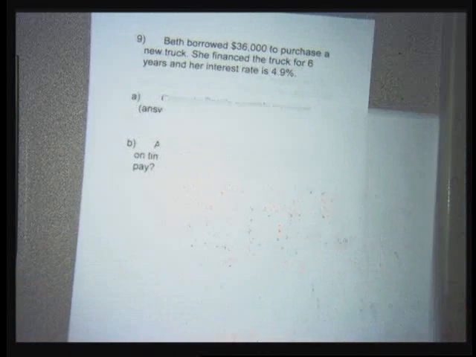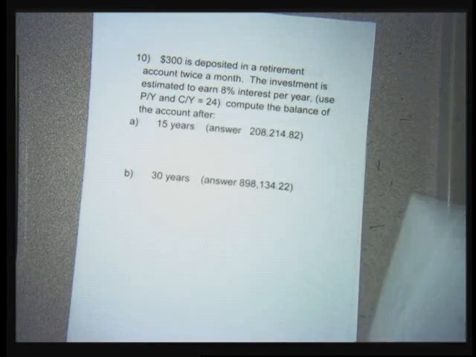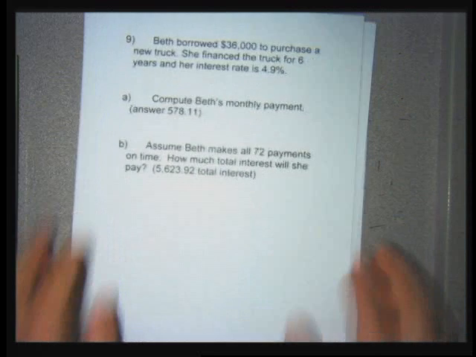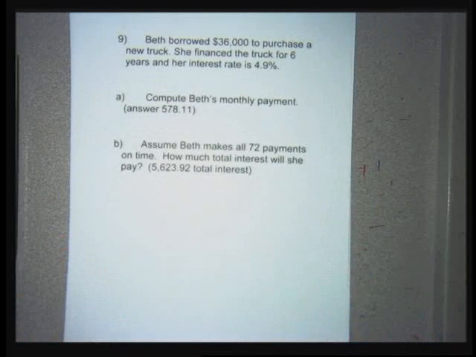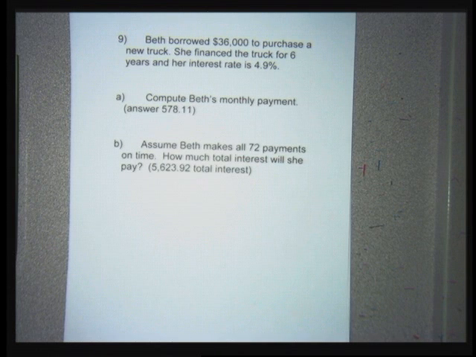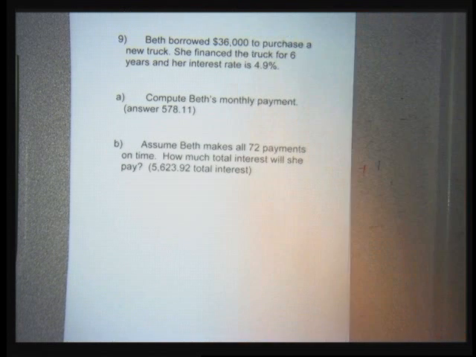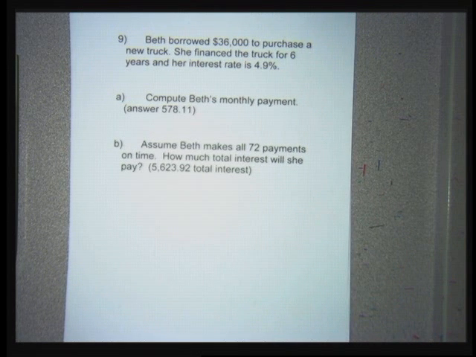Nine, I think, is the last loan problem, and then we get into savings problems. The savings problems, I think, are a bit easier. So Beth is going to borrow $36,000 for 6 years, and she's getting a 4.9% interest rate on her new truck, and she wants to figure out what her monthly payment's going to be. Again, if you go to the dealer and if this was your position right here, your payment probably is going to be slightly higher than this $578.11.